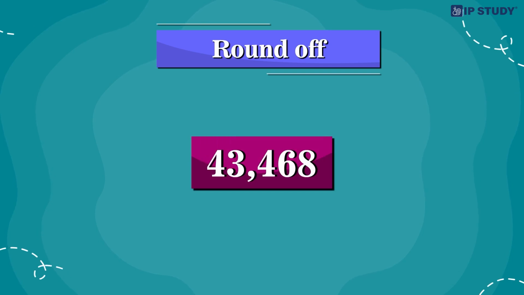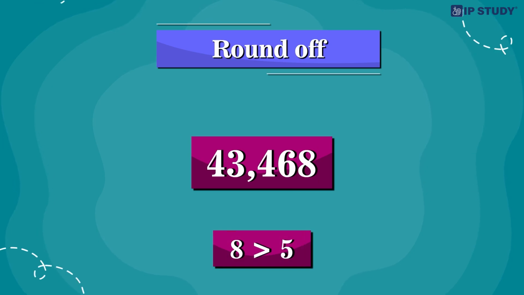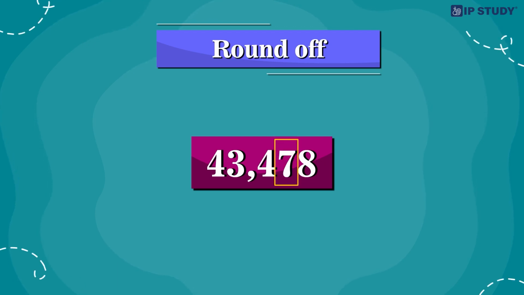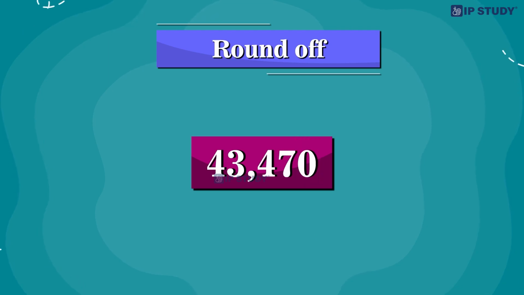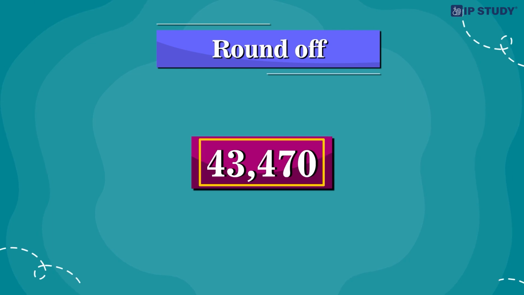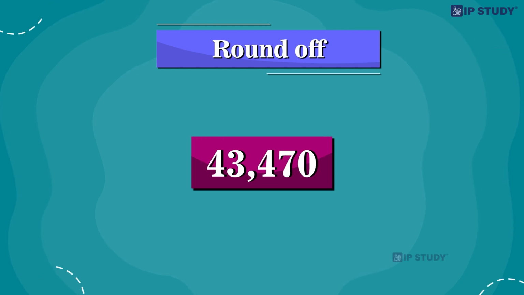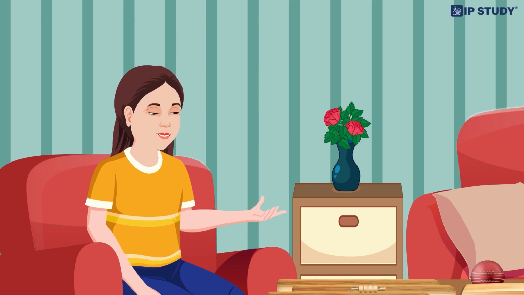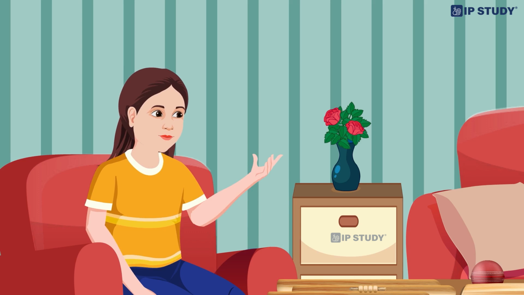Now, let us round 43,468 to the nearest 10. Look at the ones digit, which is 8. Since 8 is greater than or equal to 5, we increase the tens digit by 1 and change the ones digit to 0. So, the number becomes 43,470. This helps us get an approximate value quickly.